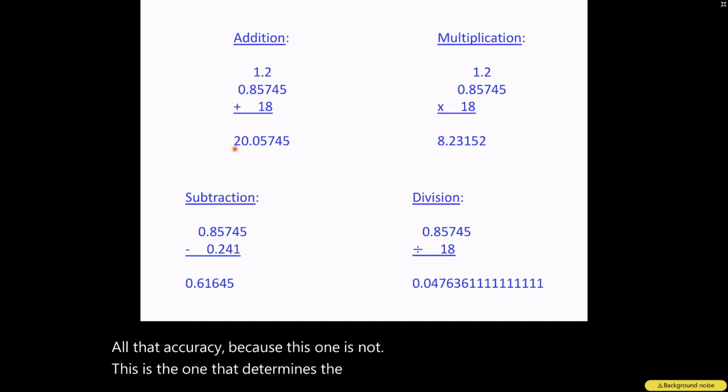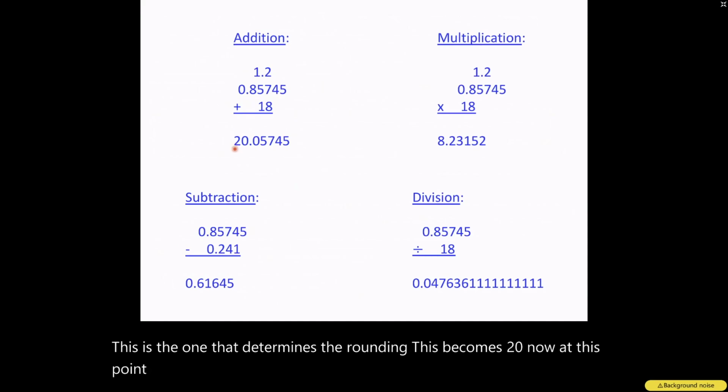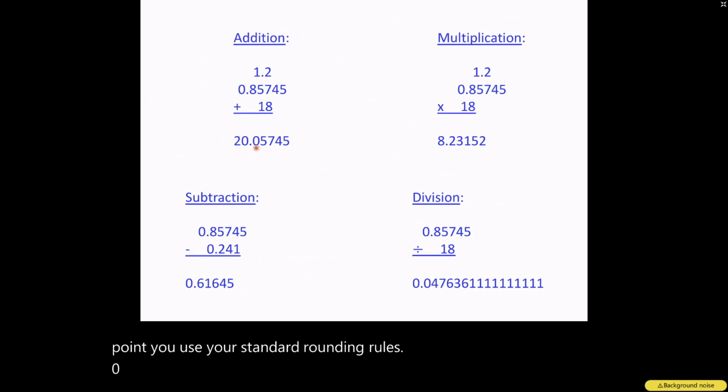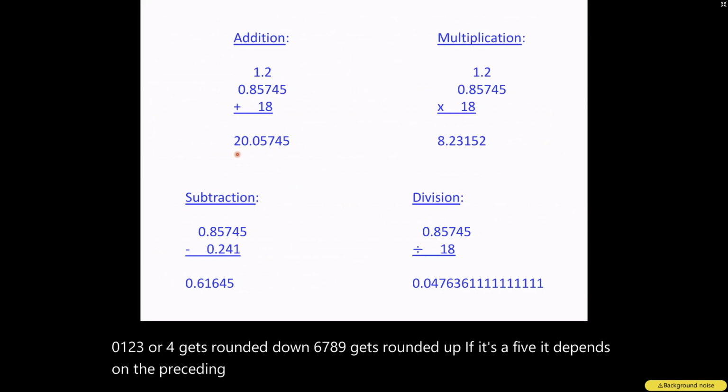This becomes 20. Now at this point, you use your standard rounding rules, right? 0, 1, 2, 3, or 4 gets rounded down. 6, 7, 8, 9 gets rounded up. If it's a 5, it depends on the preceding number, whether it's even or odd.